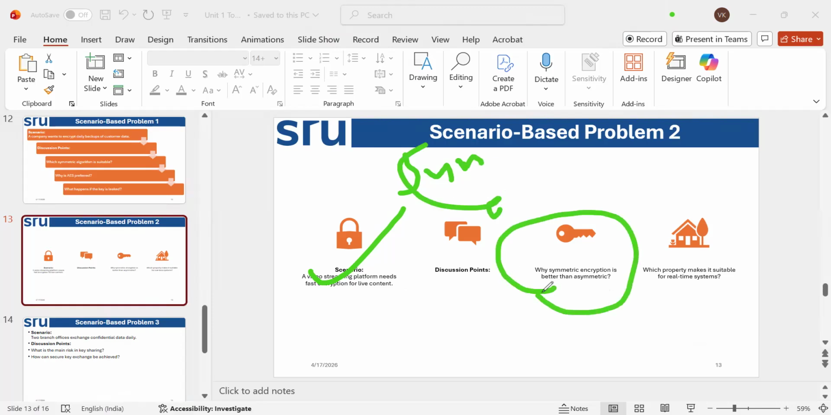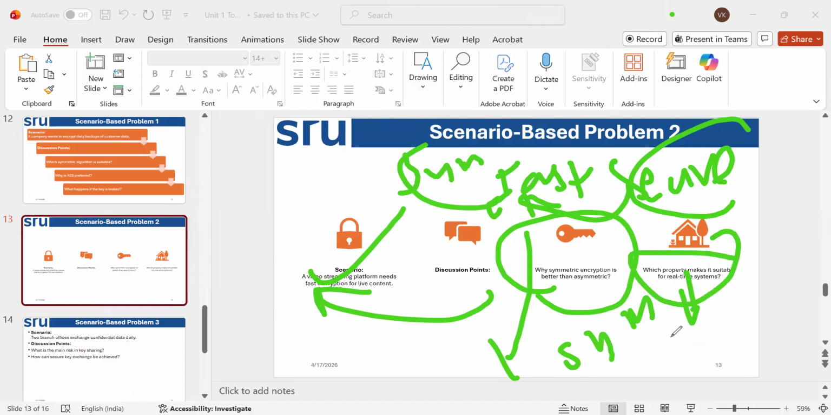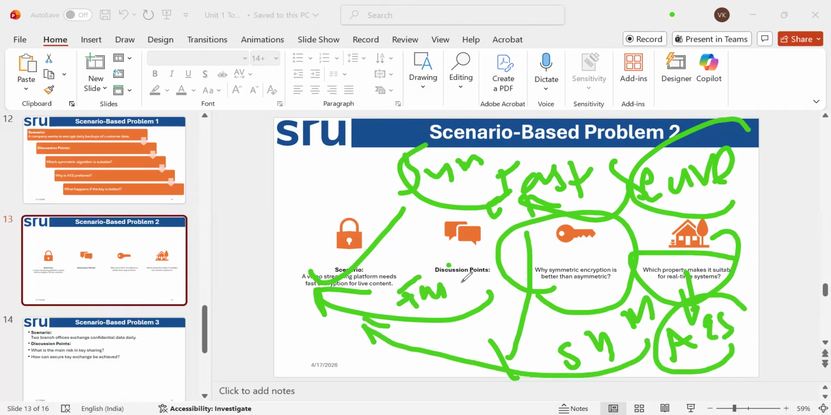Why is symmetric encryption better than asymmetric? Because we need fast encryption. When we need security, we need encryption, and the encryption needs to be fast, so we need symmetric. Which property makes this suitable for a real-time system? AES is fast, so we are doing fast encryption. We need encryption because we need security, confidentiality, and authentication. So we need cryptography, and we need it fast, so we need symmetric AES cryptography. I hope we understand it.